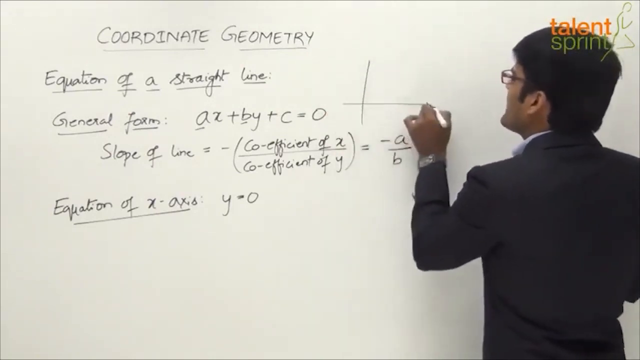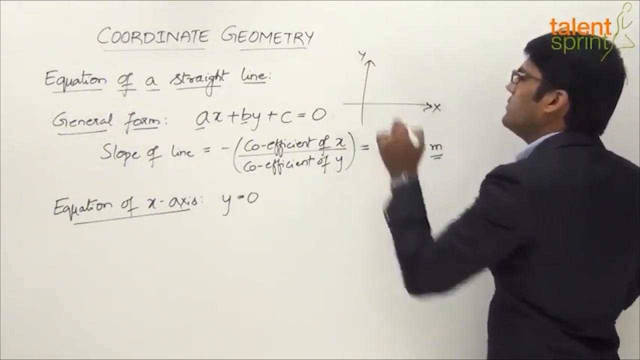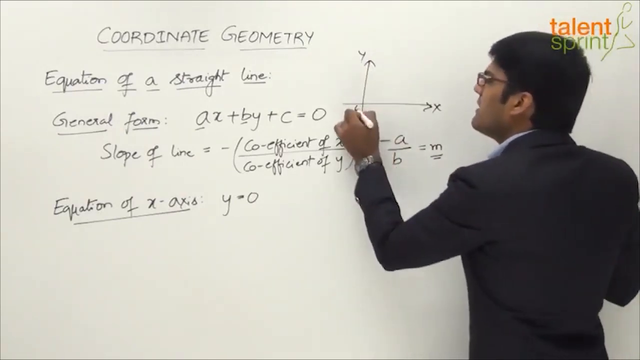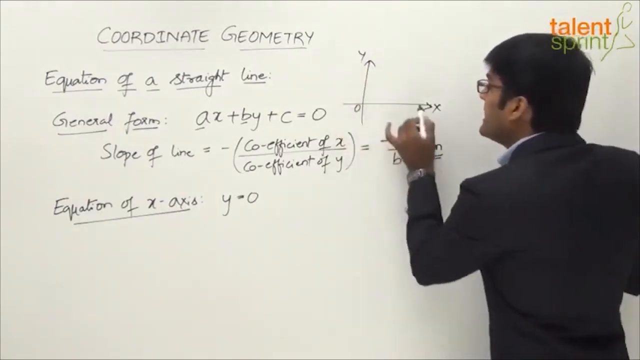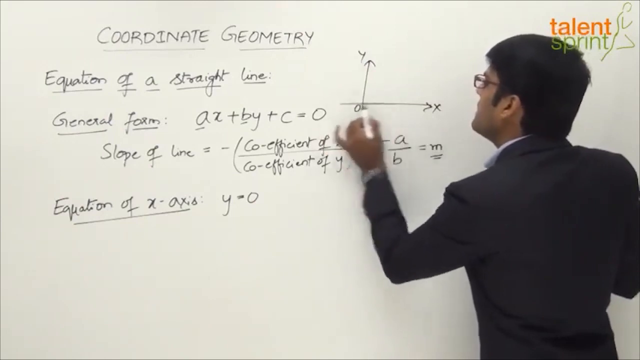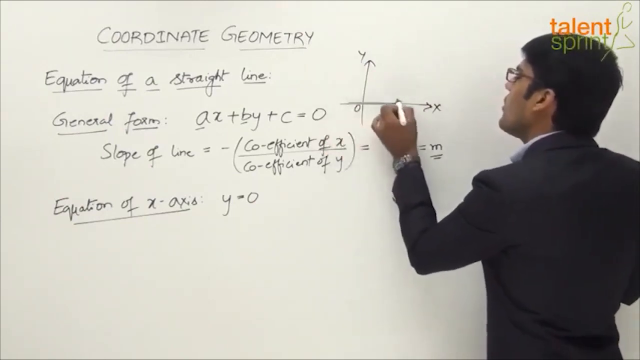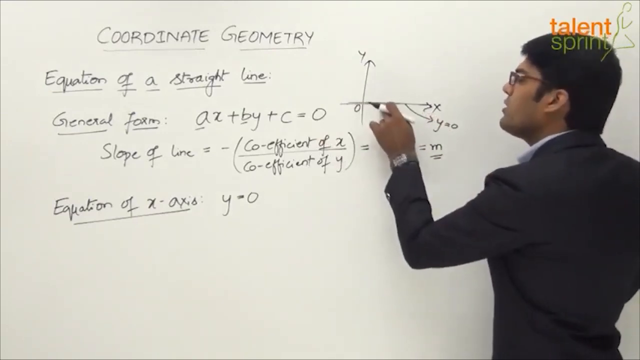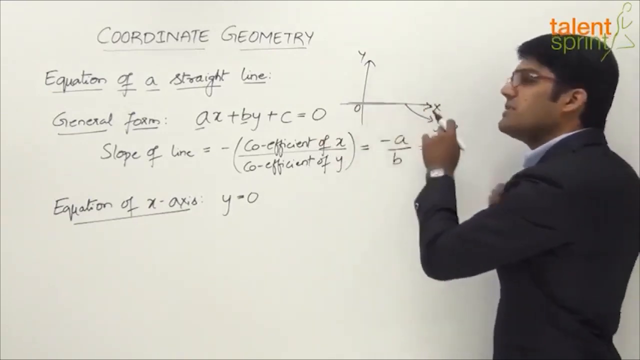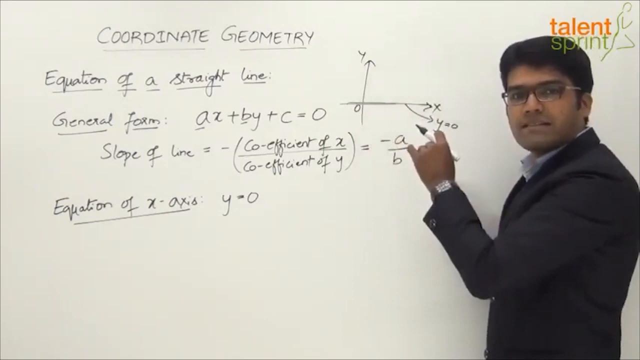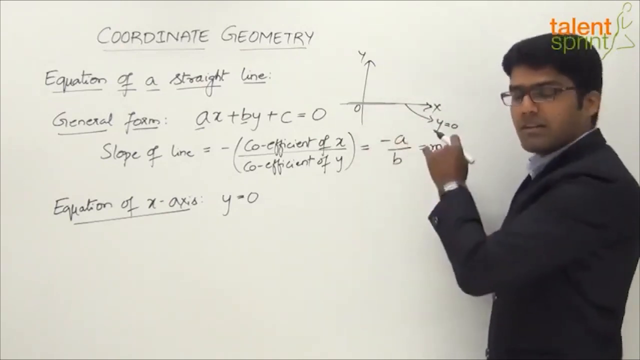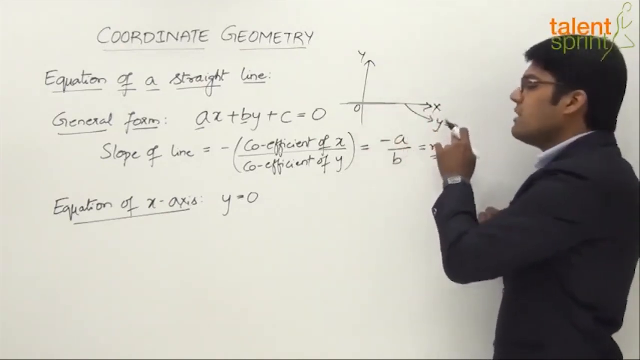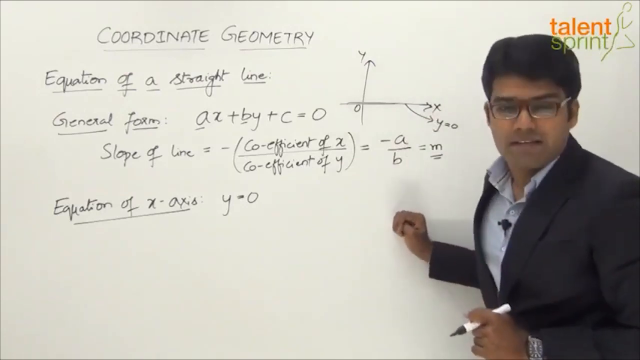Let us understand this with the help of the coordinate axis, right? Let's say these are the x and y axis respectively, mutually perpendicular axes meeting at the origin O. Now we are looking at the equation of x-axis. The equation of x-axis will be simply y equal to 0. It can be taken as y equal to 0 because the y coordinate of any point on the x-axis will be 0. The vertical distance, which is the y coordinate, is 0.